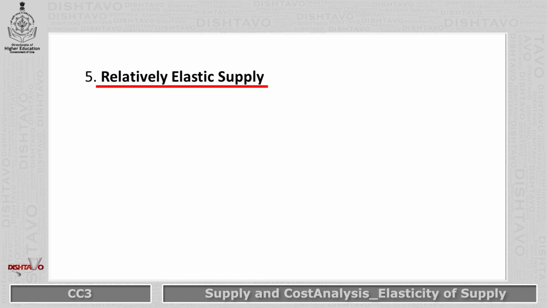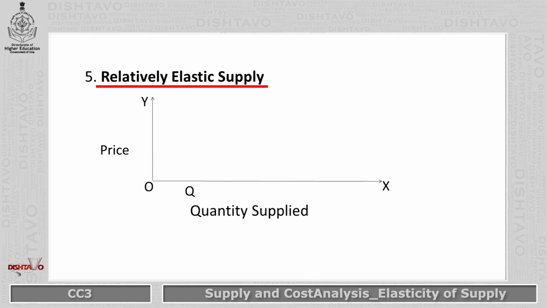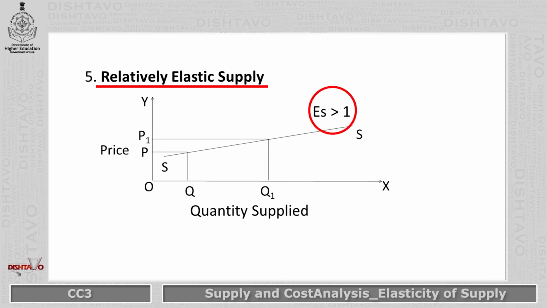And lastly, we come to relatively elastic supply. Here, the supply curve is much flatter, indicating that as price increases from P to P1, quantity supplied also increases, but to a greater extent. Symbolically thus, ES is greater than 1.